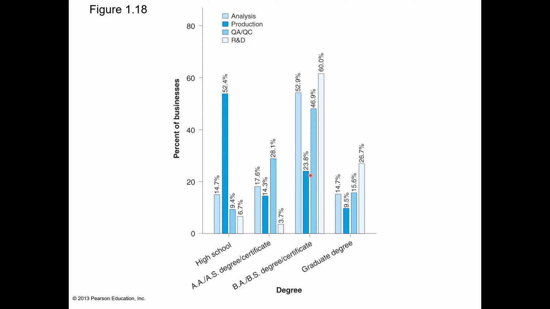So for QA and QC, it looks like the bachelor's degree is a really good option. Bachelor's degree, you can't go wrong, and that's what I'm trying to pursue, a BS, Bachelor of Science in Medical Lab Science and Biotechnology Manufacturing. So I'll be able to try and target some of these jobs here in analysis, production, QA, QC, and research and development.